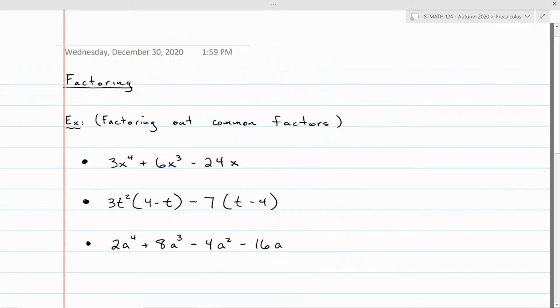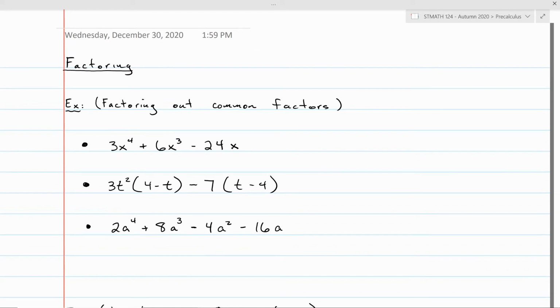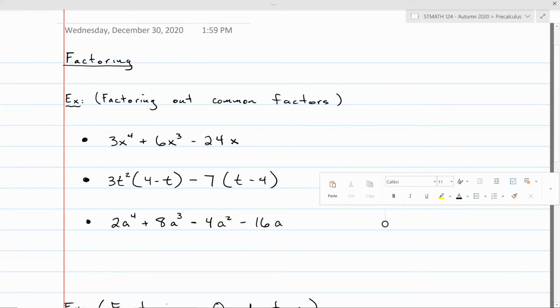Okay, let's talk about factoring. There are a lot of situations where you have to be able to do things like factor the expression so that you can cancel some things and simplify. And so let's go through some common factoring things.